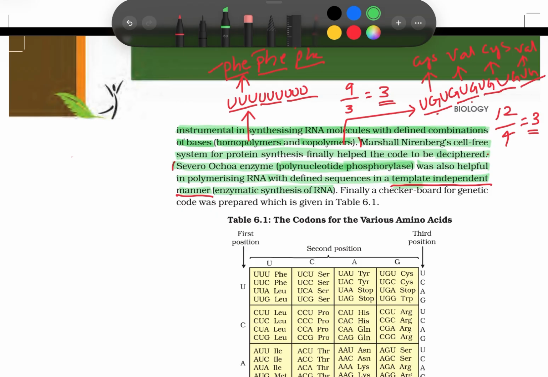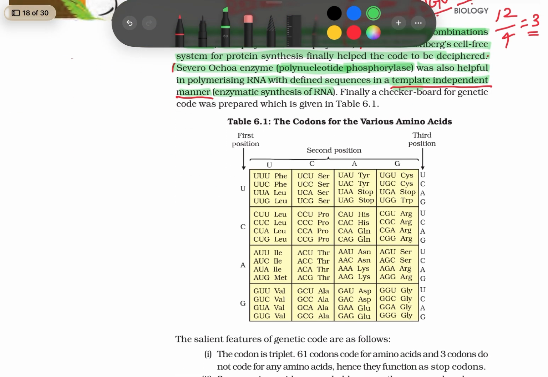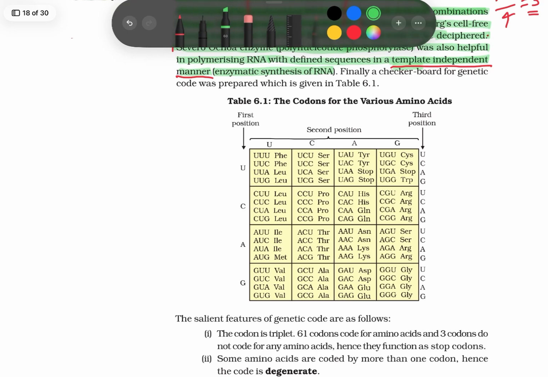These are the contributions to decipher the genetic code. Let's see what the 64 codons are. How can we remember? You can write U, C, A, G on this side, U, C, A, G on this side, and for every box, for every row, U, C, A, G. This is a checkerboard, just like a dihybrid cross checkerboard.